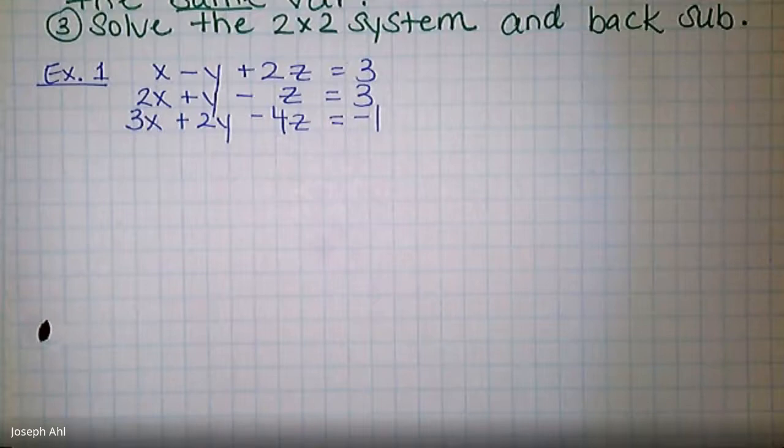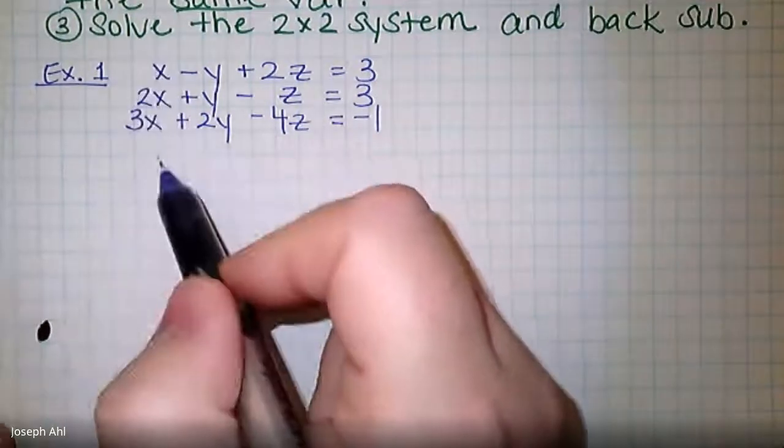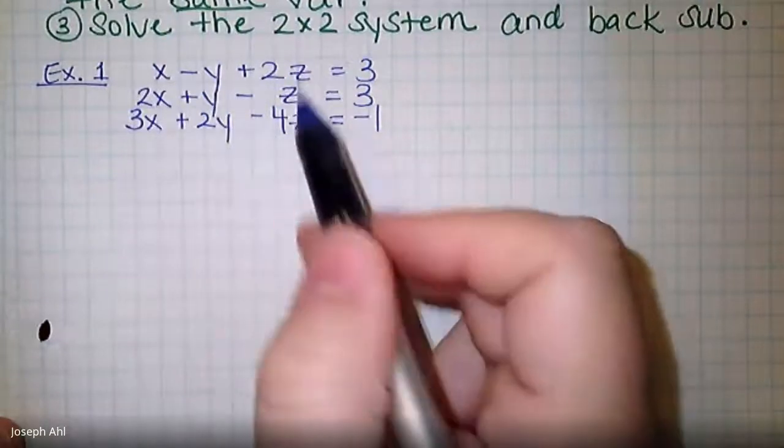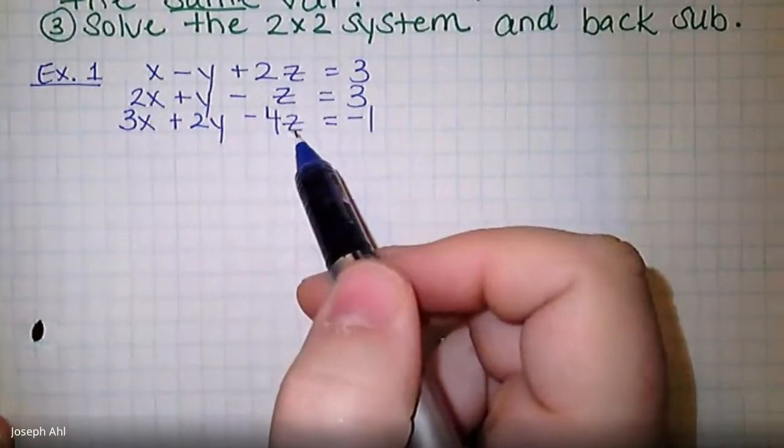So taking a look at what we have in our variables here. We have the x is nicely lined up, the y is nicely lined up, and the z is nicely lined up.